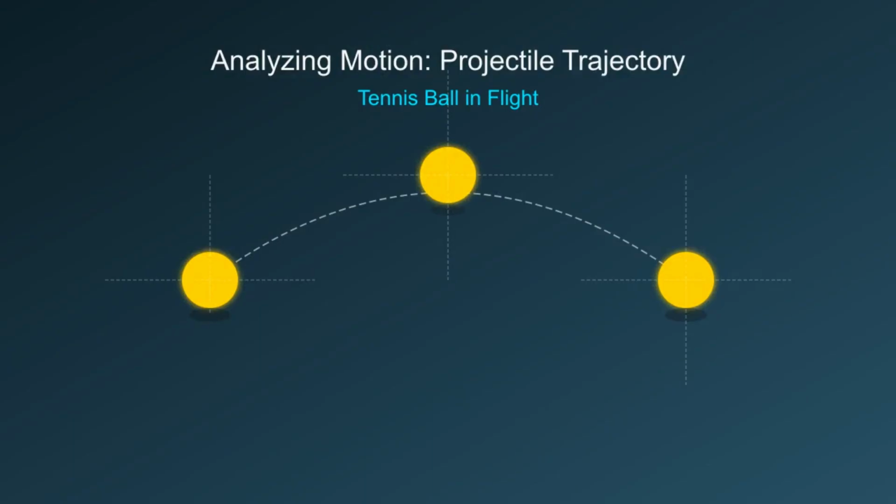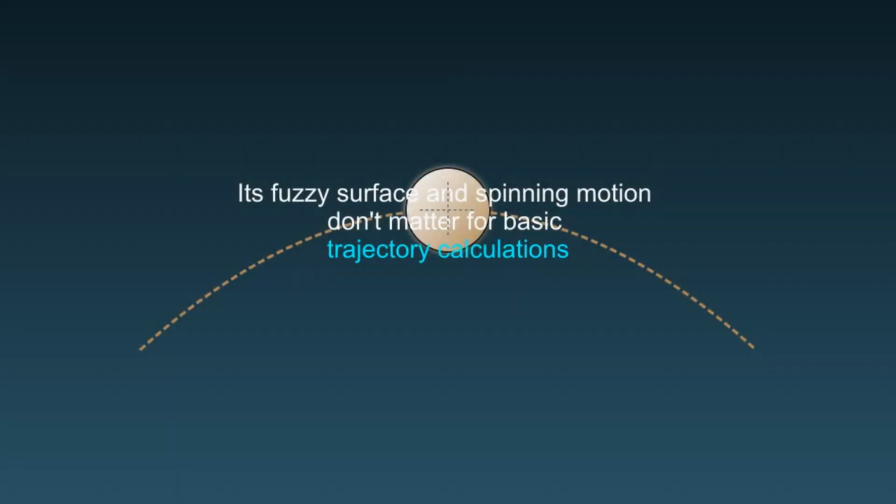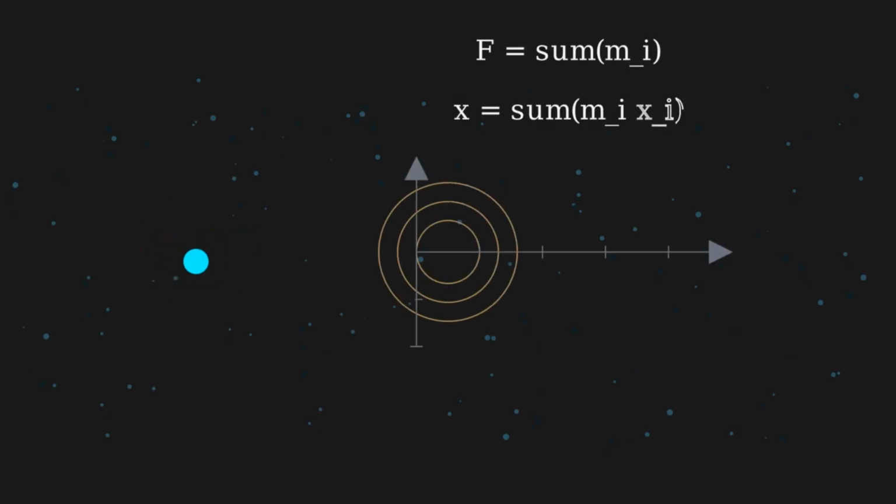Picture a tennis ball flying through the air. Its fuzzy surface and spinning motion don't matter for basic trajectory calculations. What matters is tracking one point, usually the center of mass. This point carries all the object's extensive properties: mass, charge, energy. But the detailed structure vanishes from our equations. This simplification lets us focus on the essential physics of motion.